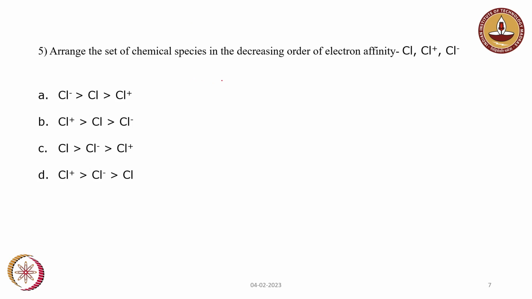So here we are given three species: chlorine, Cl plus, and Cl minus. How do we get Cl plus? When we remove one electron from Cl, it will become Cl plus, and when we add one electron to Cl, it will become Cl minus. Cl plus one electron will give Cl minus.